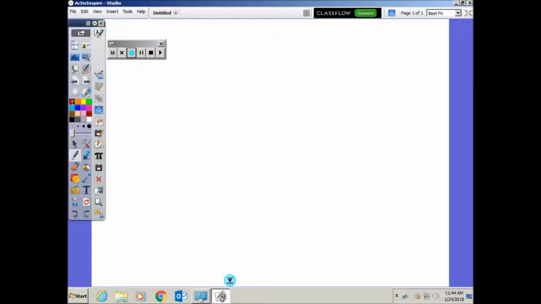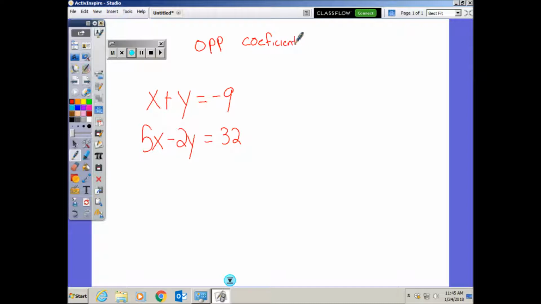Okay. So we had two equations. x plus y equals -9, and 5x minus 2y equals 32. Now to solve by elimination, which is what we did the prior class, lesson 6-3, I need to have one of the variables have either the same coefficients and then I can subtract, or opposite coefficients and then I can add. I prefer to always have opposite coefficients so that I can add the two equations.